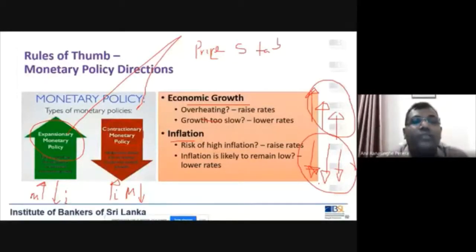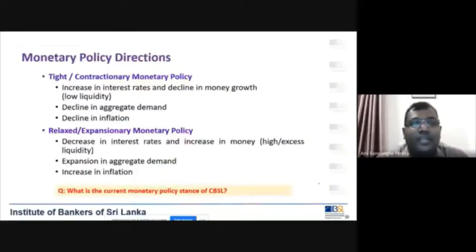So here I have put up some characteristics under tight and relaxed policies. In a tight policy, you will see interest rates going up, money going down. Aggregate demand, the people's demand, will go down, inflation will go down. In a relaxed policy, you want to decrease the interest rates and increase money. So as a result, you will see expansion in demand and an increase in inflation likewise.